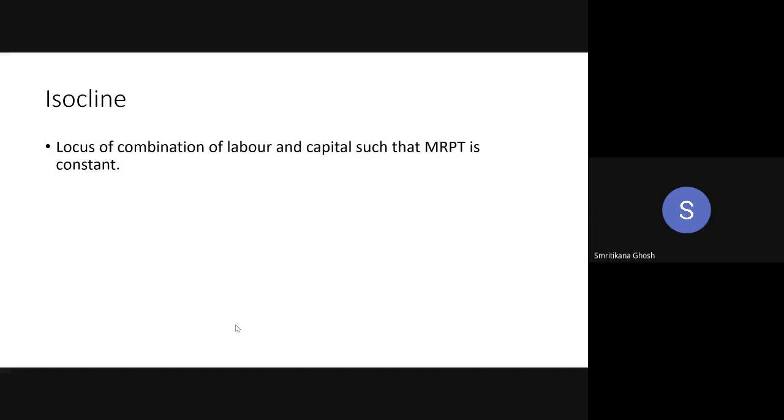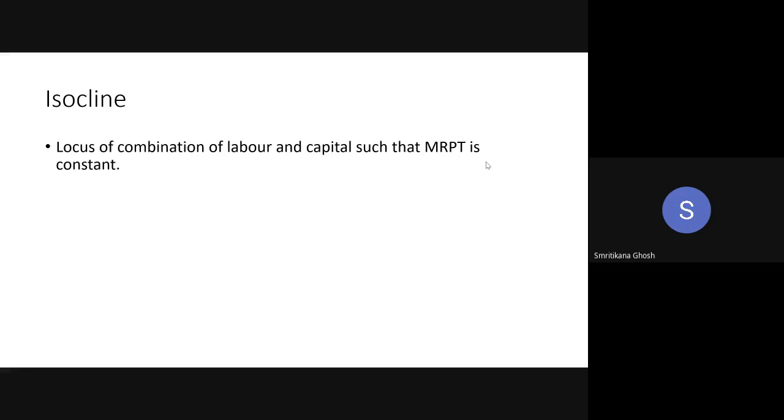Nothing. What I am saying along the isocline, along the isocline, your MRPT is constant. Now, what is MRPT? It is MPL by MPK. And we are measuring what is actually the MRPT. MRPT is the absolute value of the slope of my isoquant, right? Yes, ma'am. That concept came from the isoquant. So it is the isoquant.